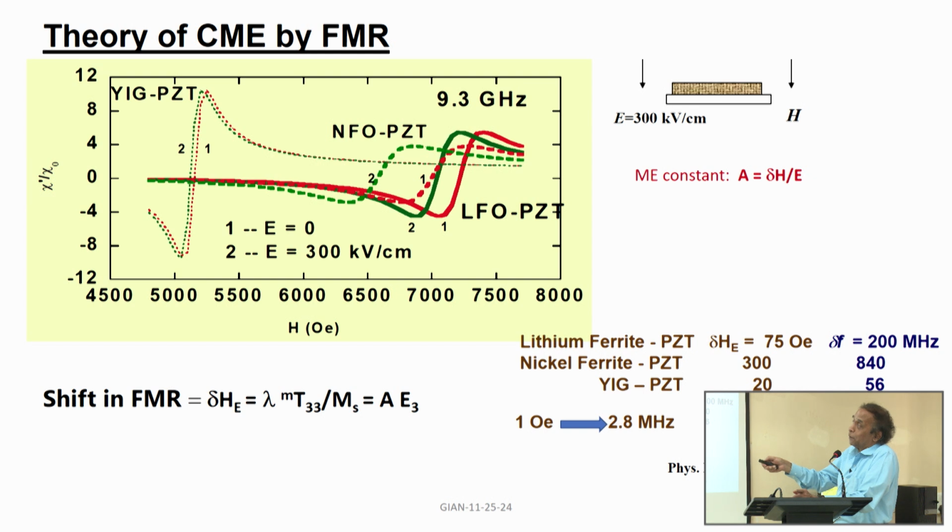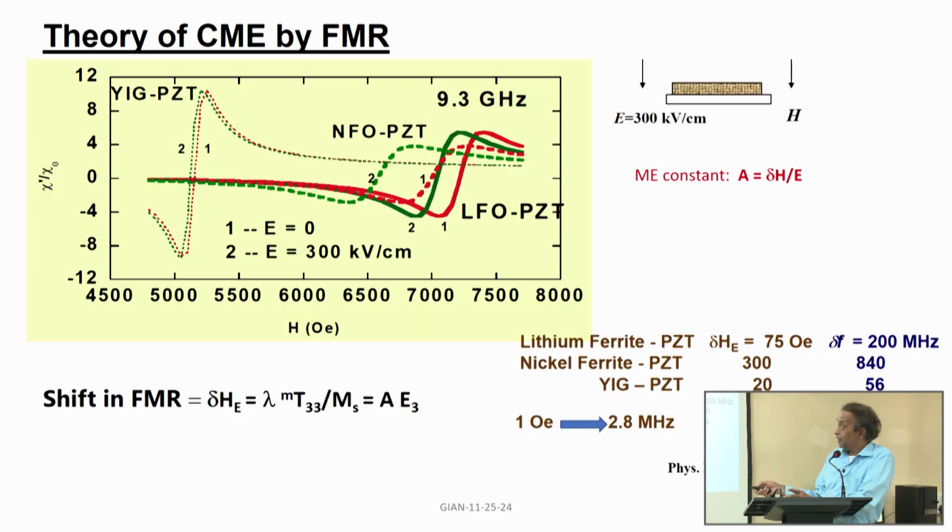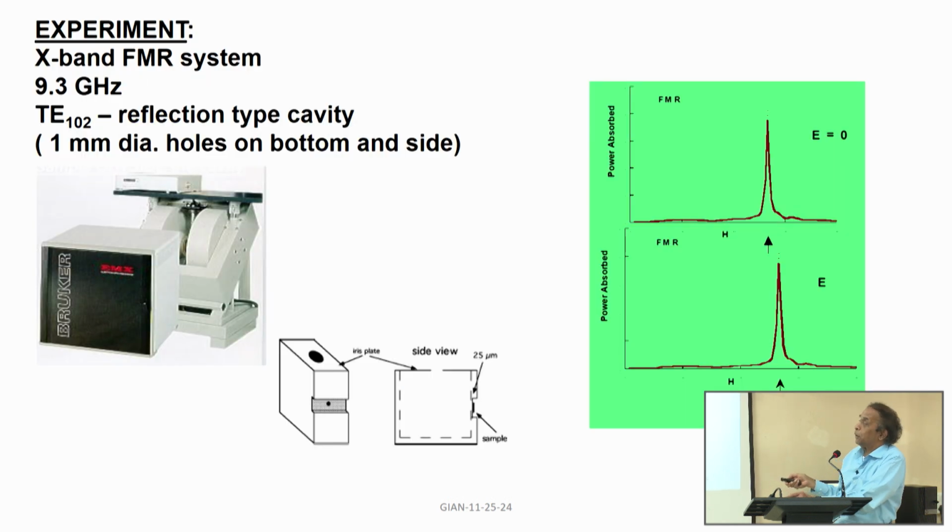And this is when you do the field scan. If I do the frequency scan, which I am going to show next, 1 Oersted corresponds to about 3 megahertz. So I don't want to give you too much information now and confuse you, but take for granted that we can do this experiment under frequency scan or field scan. This is the theory for if you scan the field, these are the profiles, and this is what you expect. And how do you do the experiment?